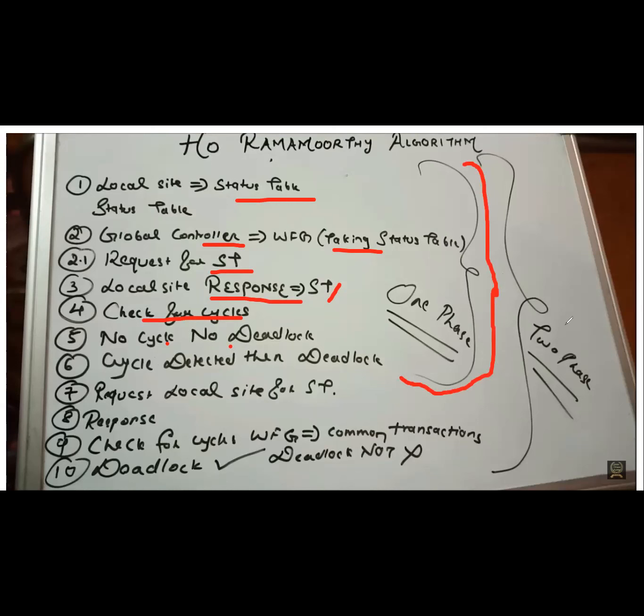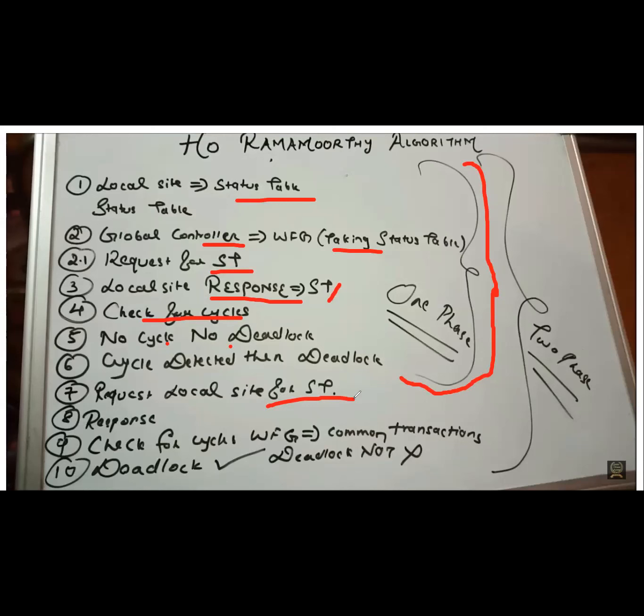Then what is phase two? The second phase in the Ho-Ramamoorthy algorithm: again they request the status table from the local sites. How are they going to request? Now we are going to identify the common nodes, as I told you. P1 and P4. P1 has locked R1. P4 is requesting resource R1, which was locked by P1. So these are the commonalities between P1 as well as P4.